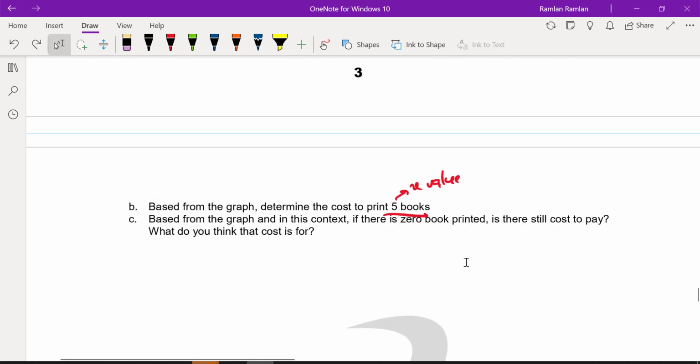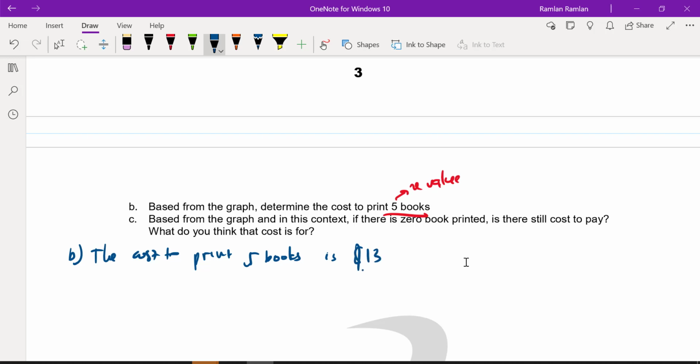Okay, so right then over here, question B. The cost to print 5 books is $13. Okay, that's it.